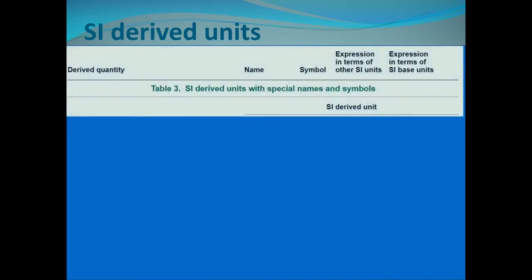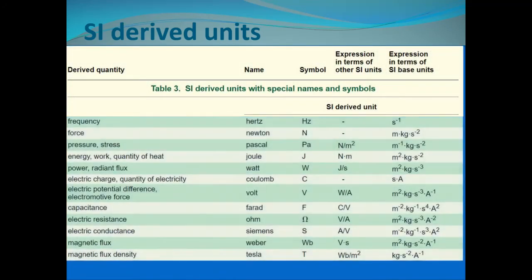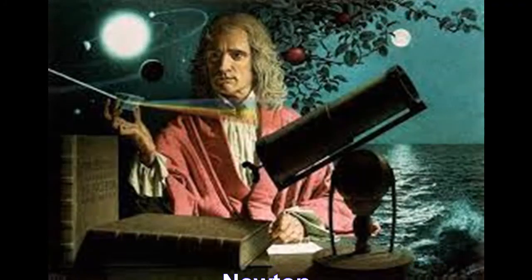Here are a whole lot more. I'm not going to go through these in the same detail, but things like frequency, force, pressure, energy, power, electric charge, and so on. These units are all derived from the SI units. To honor certain scientists, these units are given a special name. The derived units are often named after the scientists who did the most work in the field. So Newton for force and Tesla for magnetic flux density.